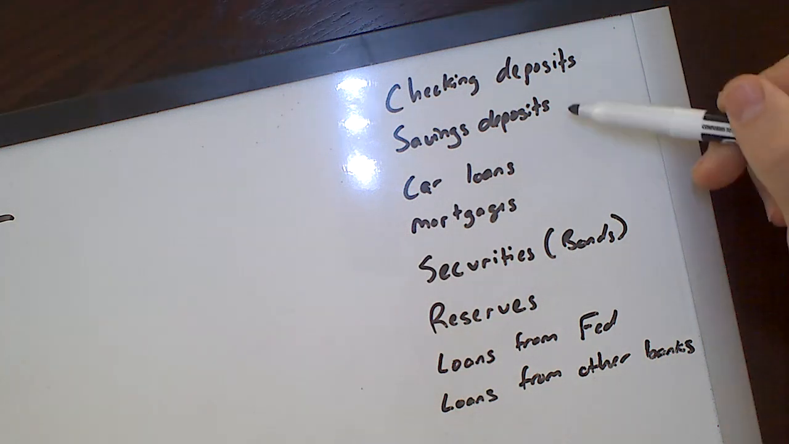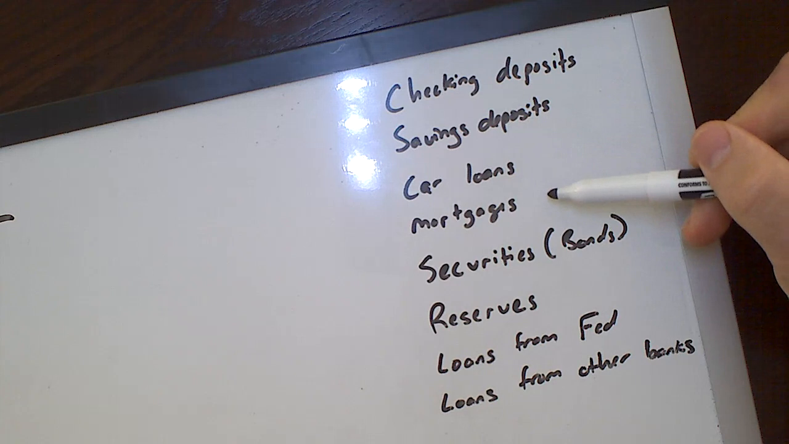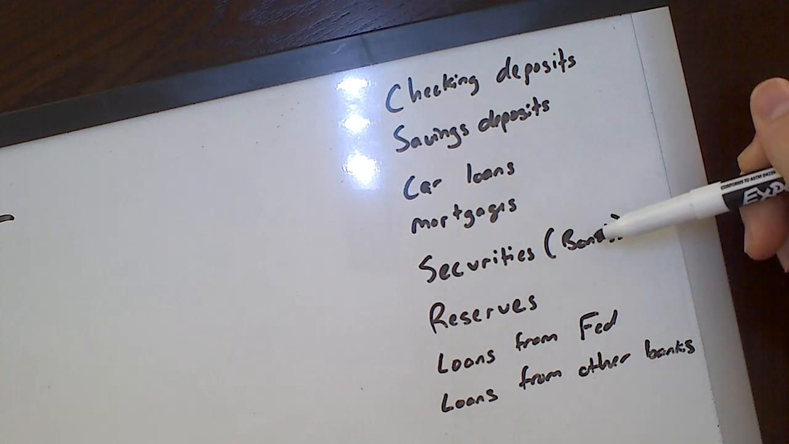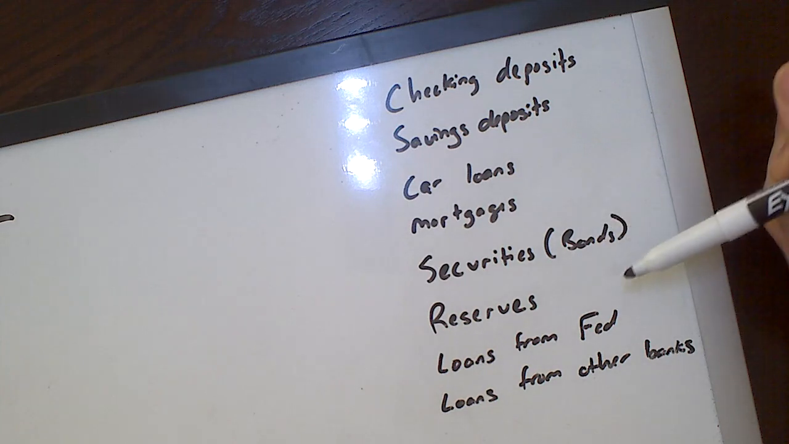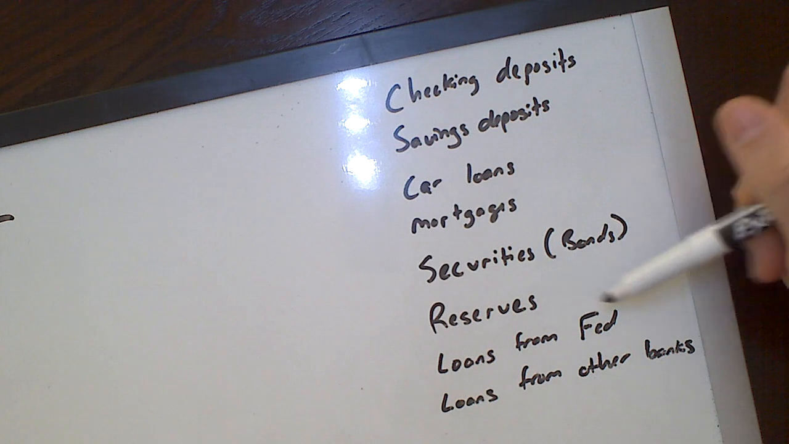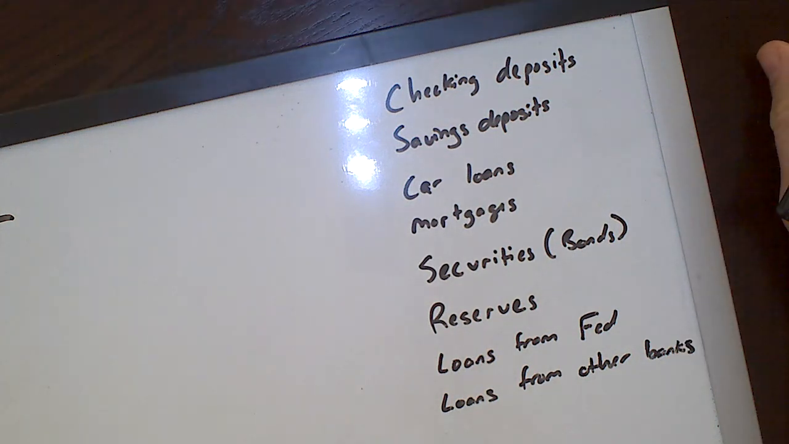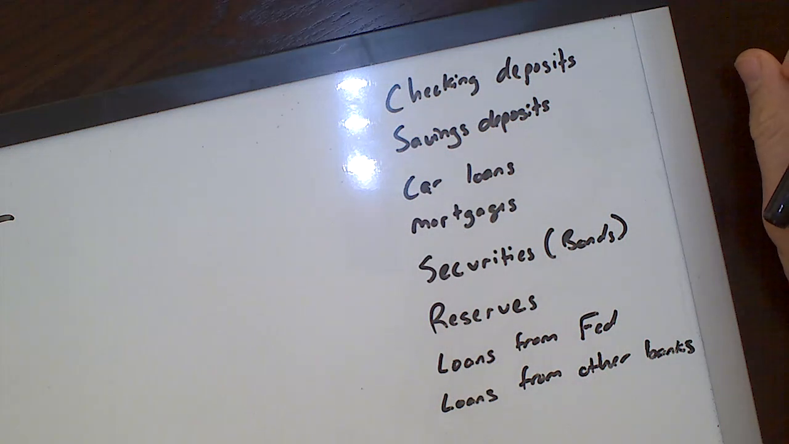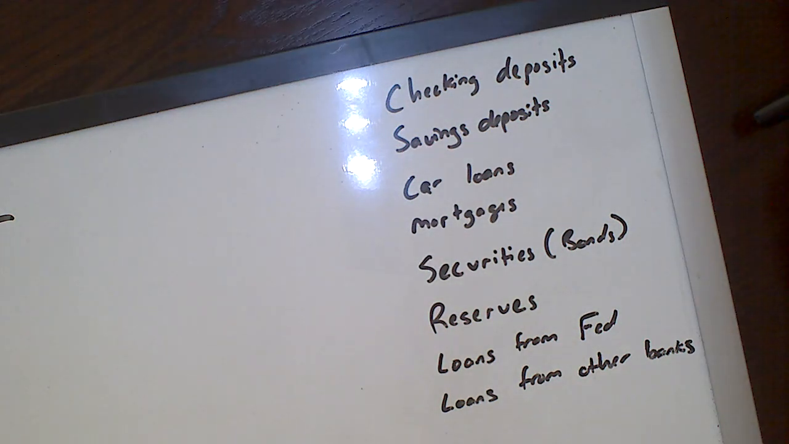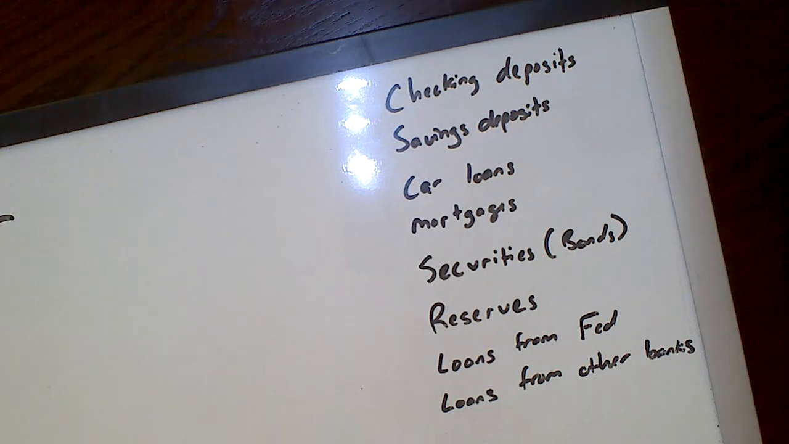Checking deposits, savings deposits, car loans, mortgages, securities. Securities are also known as bonds. Reserves, loans from the Fed, and loans from other banks. Let's do it. Checking deposits. I know a lot of students want to see checking deposits as an asset because that's money that the bank has. However, that's actually money that has to be paid back to the customer. We should see checking deposits almost as a loan from the bank's customers.